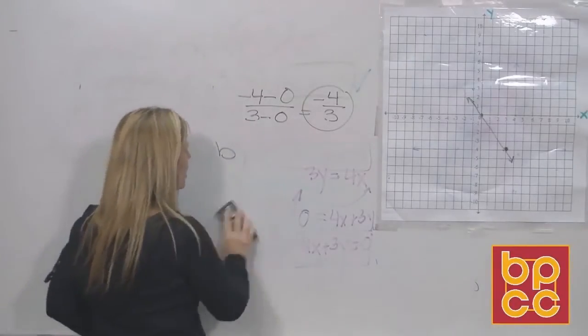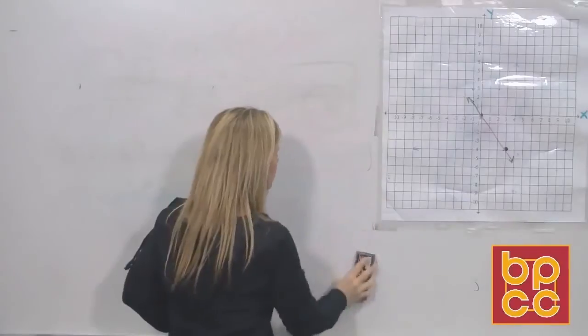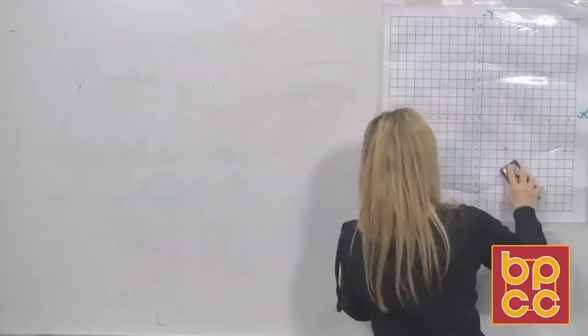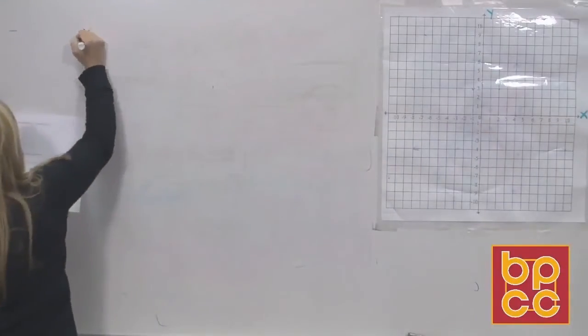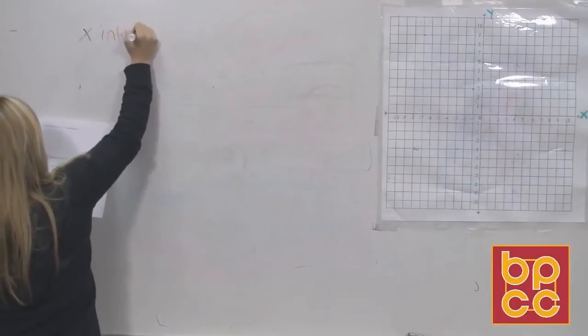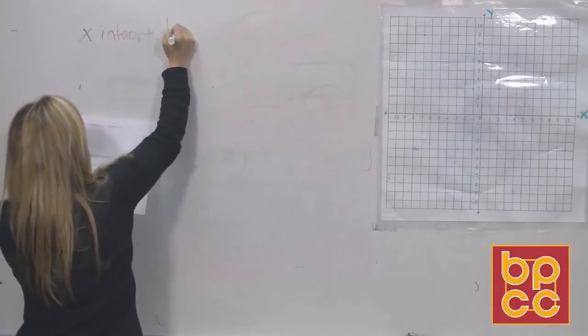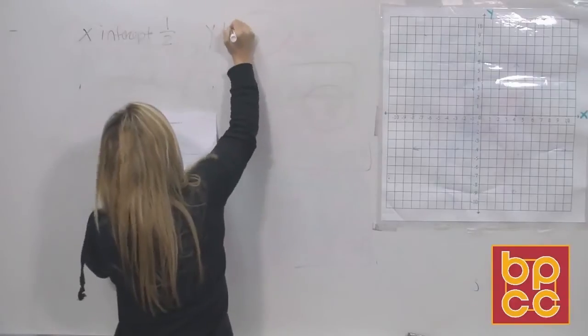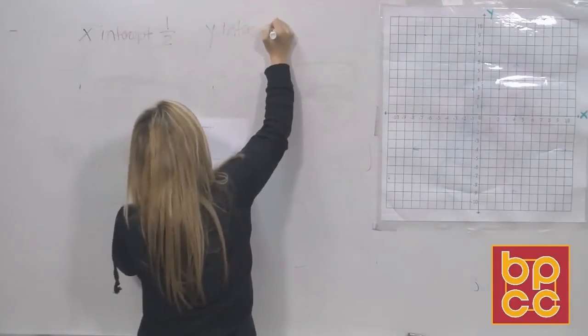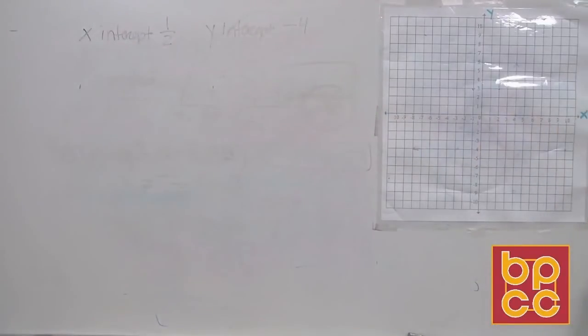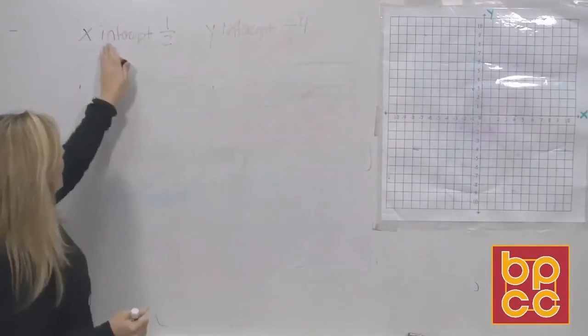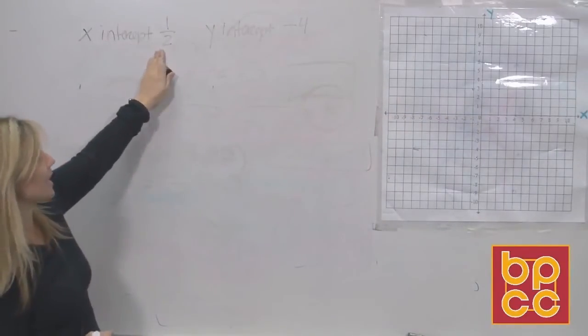All right, so let's look at our notes and look at our next 2 clues, detectives. All right. The next 2 clues are vocabulary. They say the x-intercept is a half, and the y-intercept is negative 4. All right, so we're going back to definitions. Do we know what those words mean? Sure we do. An x-intercept is where the line will touch the x-axis.